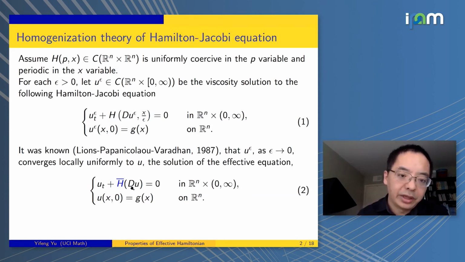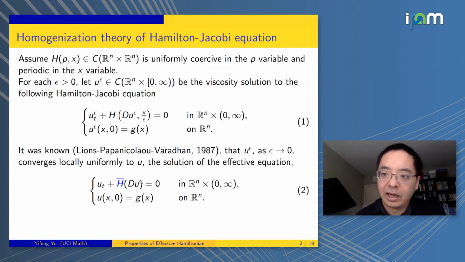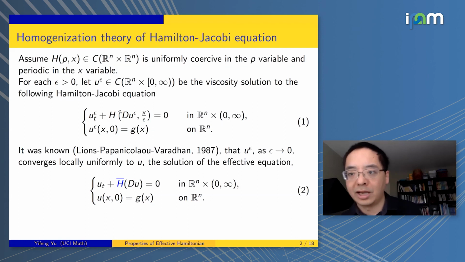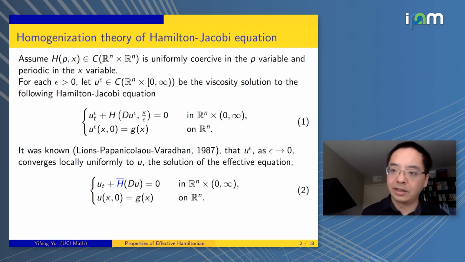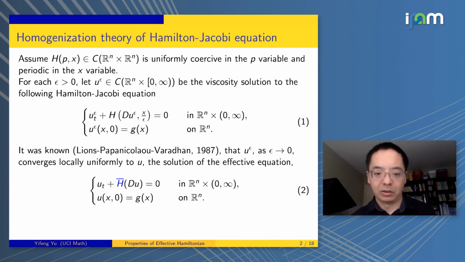Especially, the original Hamiltonian H that has the spatial variable becomes a new Hamiltonian in which the spatial variable is averaged out. So this H bar could be viewed as the nonlinear averaging of H. Now, this averaging process is very complicated. We know the existence, but we don't really understand how it goes.